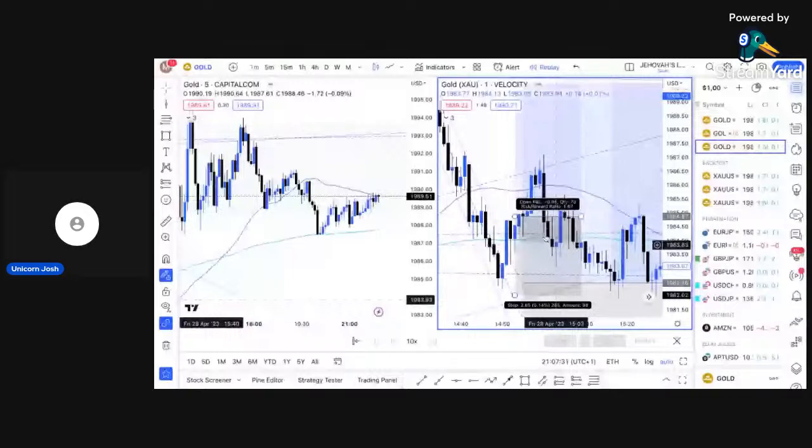As you can see, price came down to hit our stop loss.